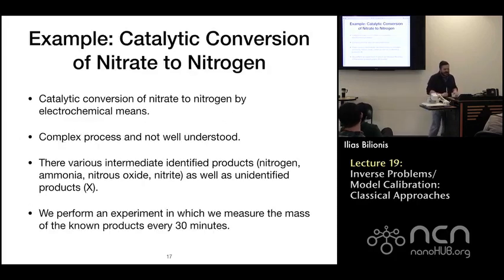Anyway, let's solve a specific example. We're going to look at the catalytic conversion of nitrate to nitrogen. This is a complex process that is not really well understood. We have intermediate chemicals that we don't really know what they are. And we perform an experiment in which we measure the mass of the known products, the products that we can measure, every 30 minutes.